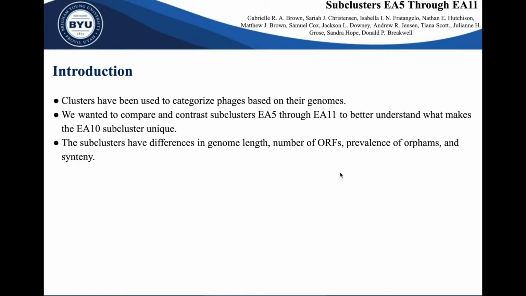Clusters are further divided into subclusters, which allow for more specific grouping of phages based on the distinguishing genes they share. We wanted to apply this principle to the EA cluster and discover what separates subclusters EA5 through EA11. Our research determined that their differences in genome length, ORF count, and ORFAMs separated them into subclusters, and that synteny was conserved within subclusters but not across the cluster as a whole.